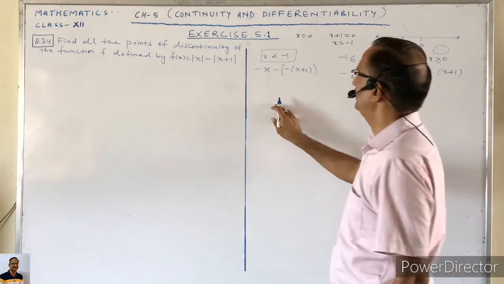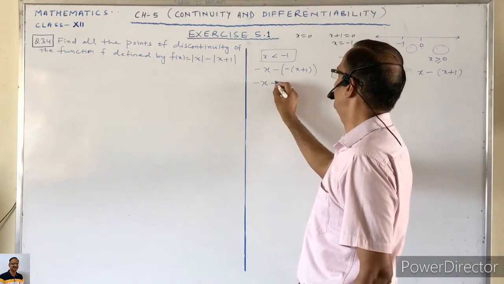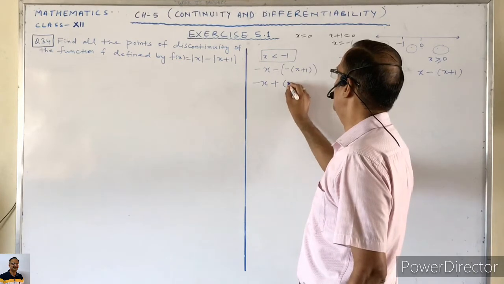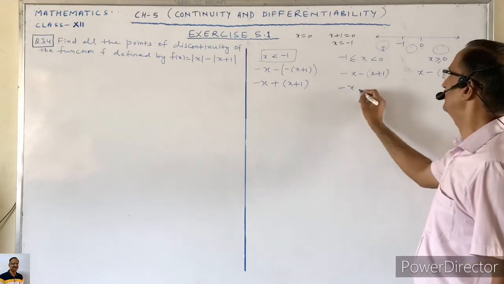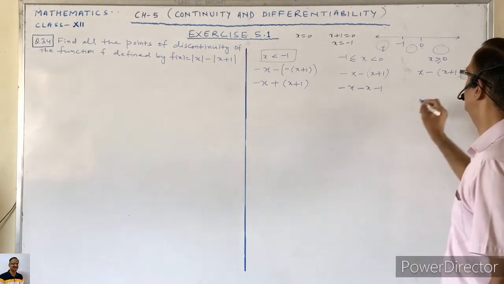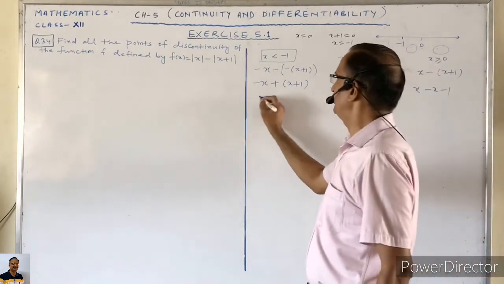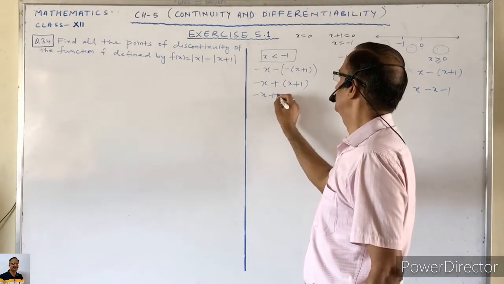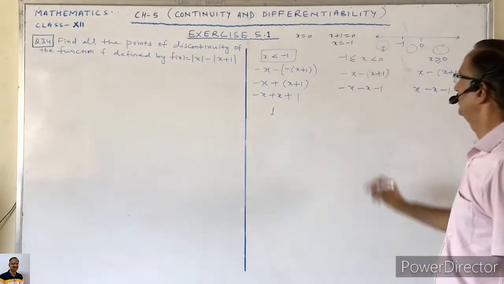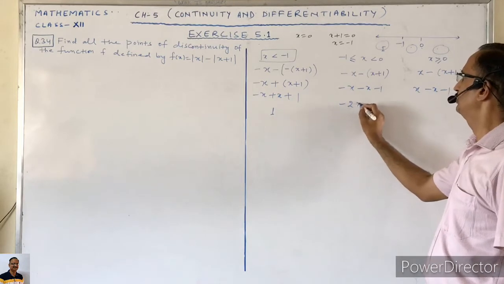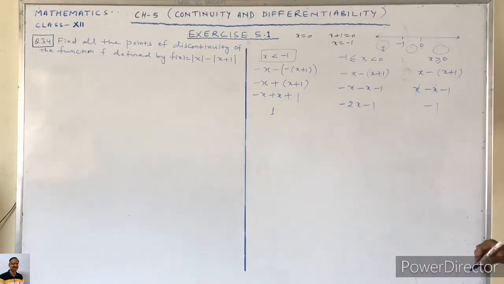So when we simplify this, we get -x, and minus and minus become plus. This is -x - (x + 1). When we open the bracket, -x - 1. This is x - (x + 1). Now when we open the bracket, this is x and x cancel, only 1. Now this is -2x - 1. x and x cancel out, this is -1.